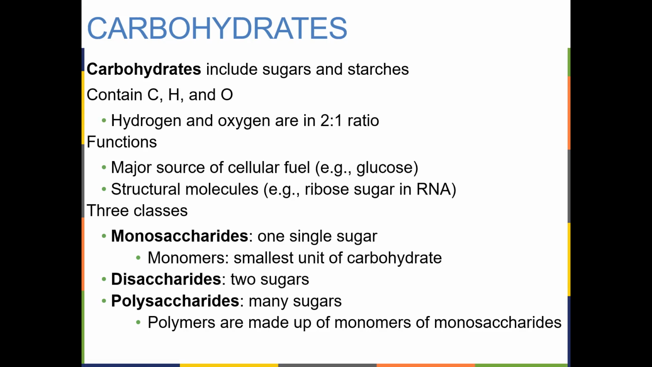The monomers are the smallest type of carbohydrate. The monomer can be a 5-carbon sugar, like you see in DNA. It's called a ribose sugar. DNA is deoxyribose nucleic acid, or RNA, ribose nucleic acid, 5-carbon sugar. Disaccharides are 2 sugars linked together.